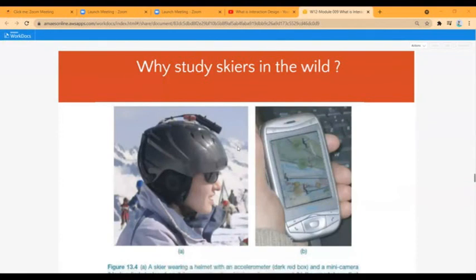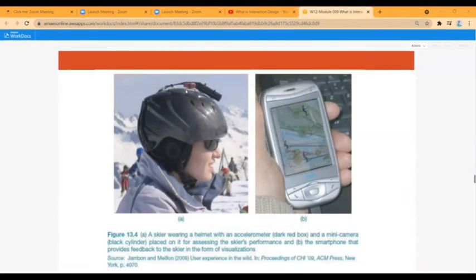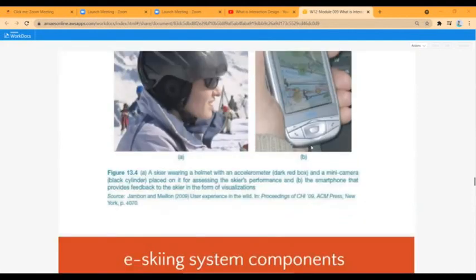So why study skiers in the wild? In figure 13.4, in image A, a skier wearing a helmet with the accelerometer, dark red, and a mini camera, a black cylinder, placed on it for assessing the skier's performance. And image B is the smartphone that provides feedback to the skiers in the form of visualization.